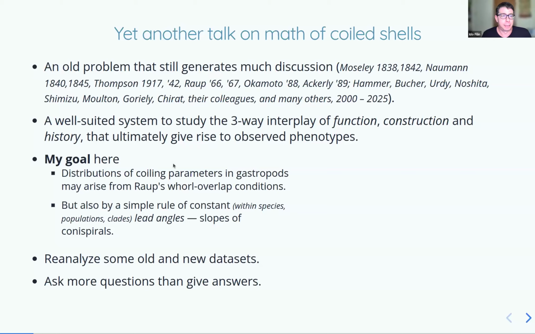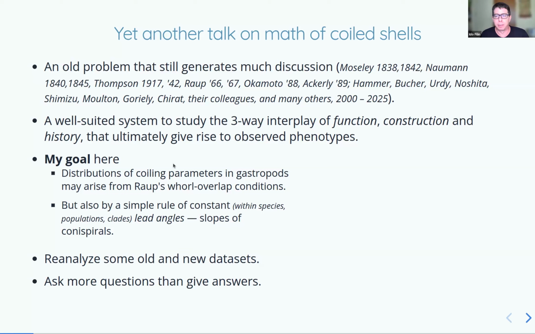So it is an old problem, and there have been many attempts to understand the great diversity of molluscan shells and gastropods in particular, and they go back many decades and many scientists. And there is also very recent work, as you can see by this very incomplete list of names. The reason for it is that it is a problem that touches at the very core of evolutionary biology and biology in general, which is the interplay of function, construction, and history, or development and phylogeny.